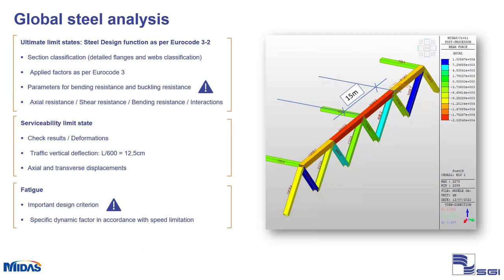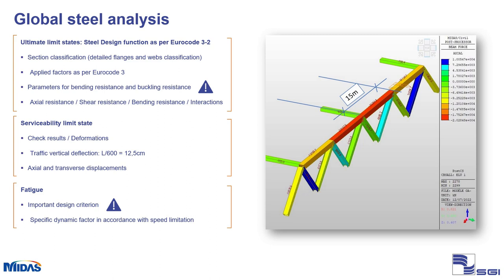Dynamic analysis is not required, but we still have to perform static analysis using dynamic coefficient of railway traffic as per Eurocodes. One of the structural elements to be checked is the Warren structure. We will verify structural steel as per Eurocode 3. In particular, Midas Civil proposes a design tab with steel analysis for beam elements.